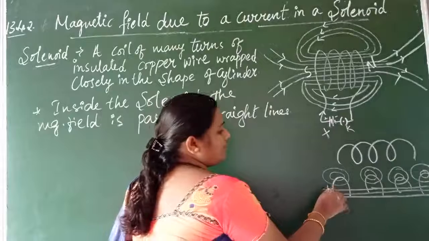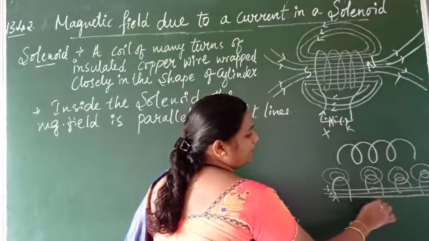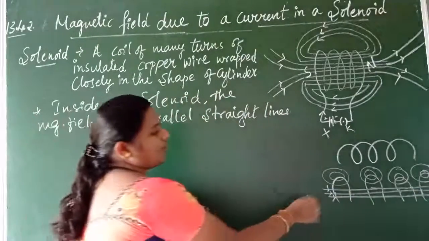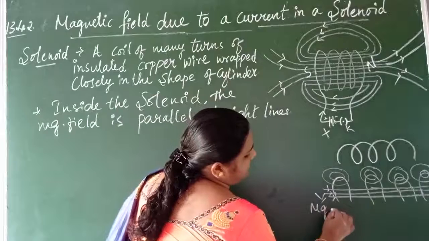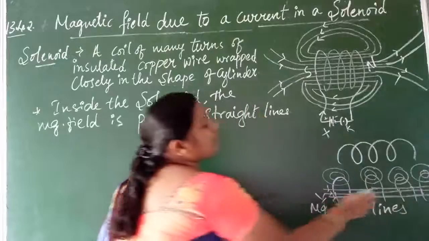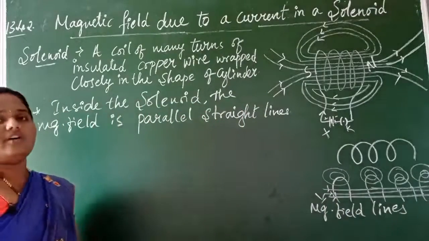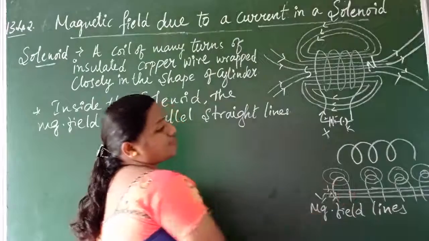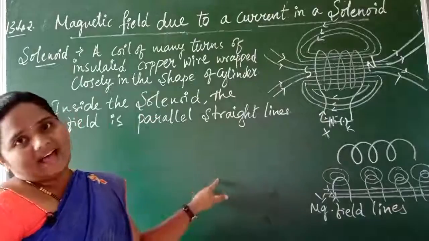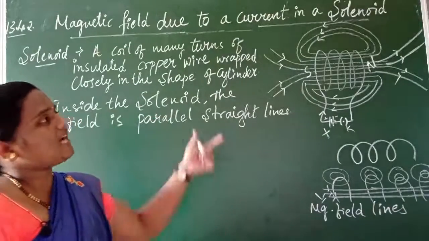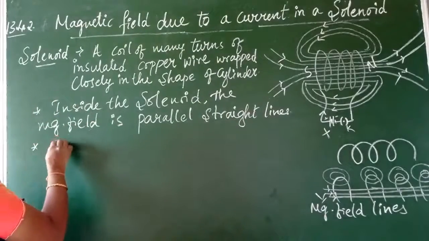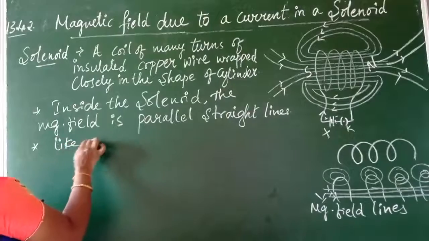Understanding my point? When they reach the center, all these are what, children? Magnetic field lines, isn't it? Magnetic field lines are moving parallel to each other. Means we can find that inside the solenoid the magnetic field lines are parallel straight lines, and in fact, children, the solenoid behaves like a bar magnet. Behaves like a bar magnet.